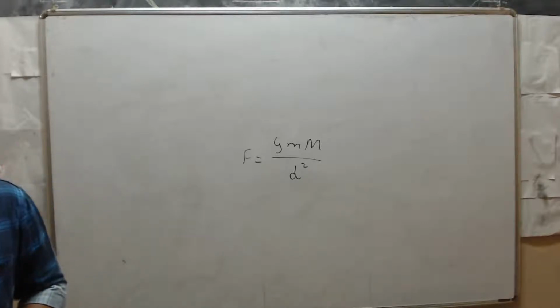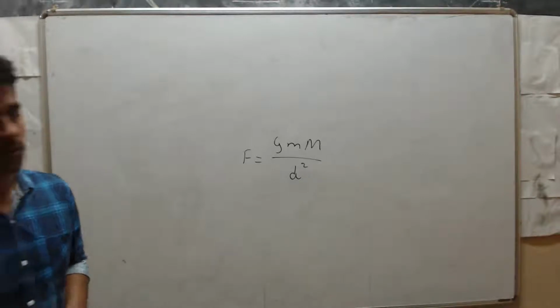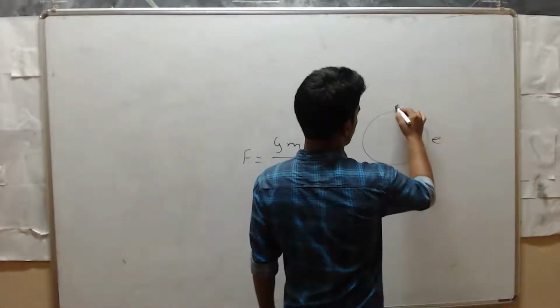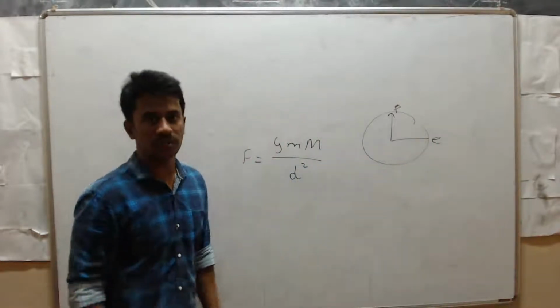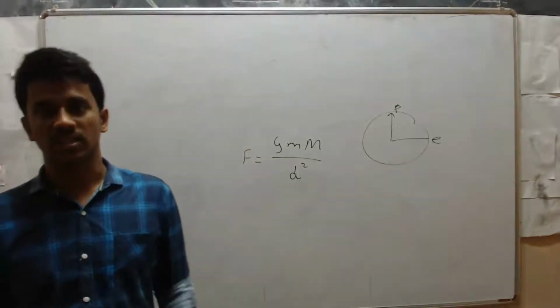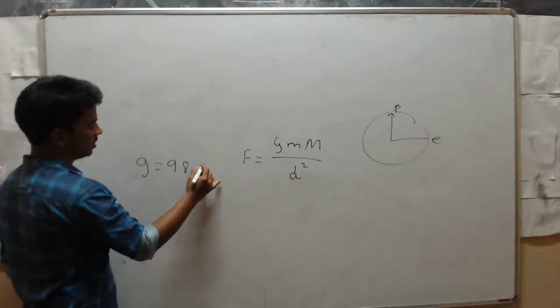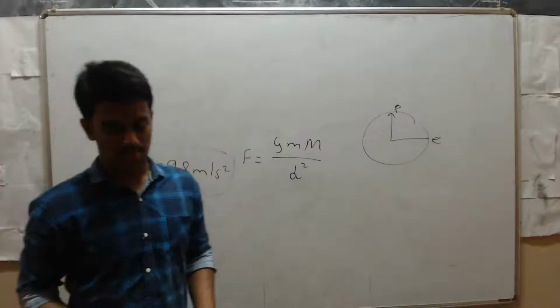Next the force of gravity decreases with altitude. It also varies on the surface of the earth, decreasing from the poles to the equator. Here the distance is less, but here the distance is more because the earth is not a perfect sphere. So that's why the g value, g equal to 9.8, acceleration due to gravity, that is g equal to 9.8 meter per second square, changes from place to place.